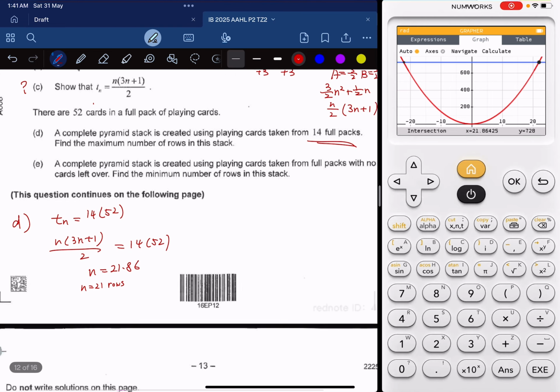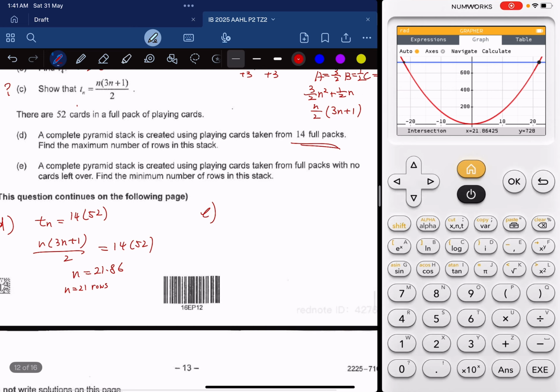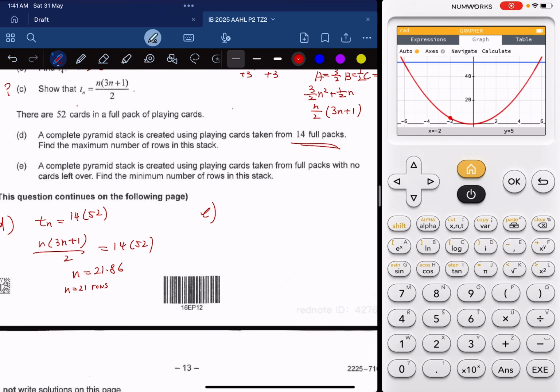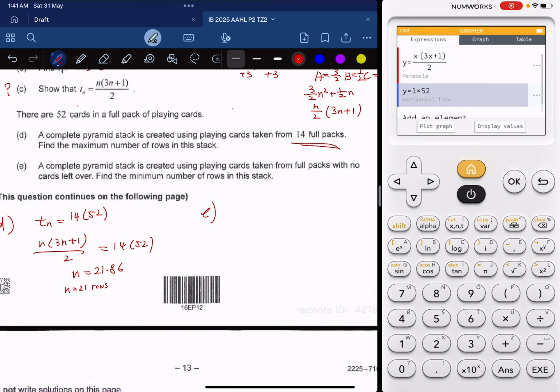Okay, so done already. So E. A complete pyramid stack is using playing cards from a full pack with no cards left over. Right, so basically you need to fully use all the pack, right? Find the minimum number of rows in the stack. Okay, so I think this is trial and error, to be honest. So what you do is just go to here, use the same equation, but this time you just keep on trial and error. So say 1. The intersection is how much? Like 5 point something, right? So no. Then the next one would be 2.